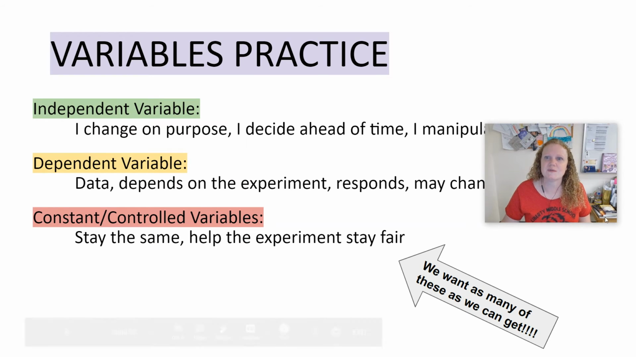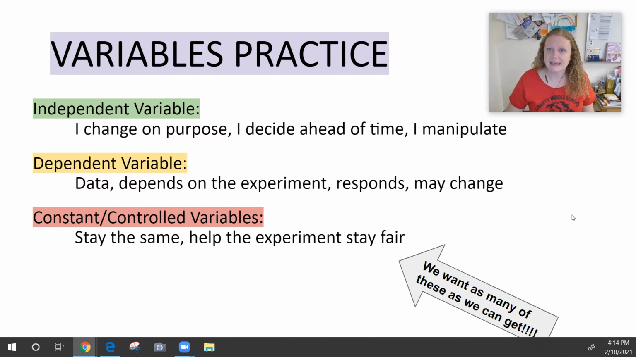So let's take a look at those variables here, the three main types of variables that you're going to encounter. The independent variable. That is the IV. It's the one I change on purpose. I decide ahead of time. I manipulate it. It's sometimes called the manipulated variable. And generally, you find that on the x-axis of a graph. The dependent variable is the data you collect in the study or the experiment. And it depends on the experiment, and it depends on the independent variable. It responds to the independent variable, and it may change.